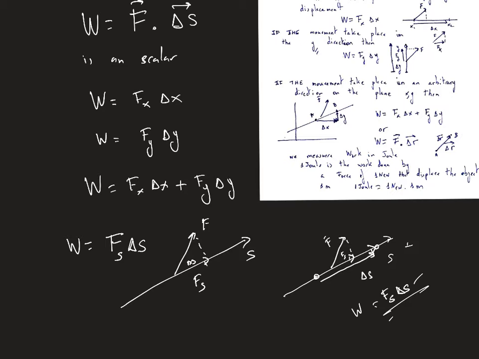And what are the units of work? Work is measured in joules. And what is 1 joule? 1 joule is the work done by a force of 1 Newton acting through 1 meter. So 1 joule is 1 Newton meter. 1 joule is 1 Newton by 1 meter.